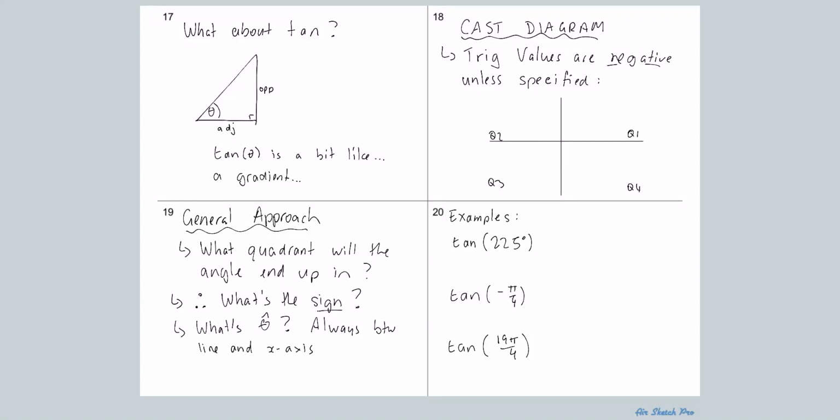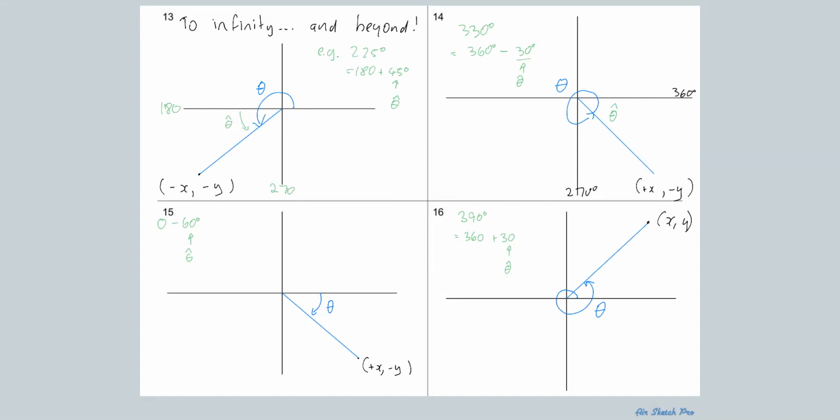If it's like a gradient, then if the line is going left to right upwards, that's positive. And if it's going left to right downwards, the gradient is negative, right? Just by looking at it? So let's go back and have a look at this diagram here. I didn't do one in this quadrant. Oh, I did it here.